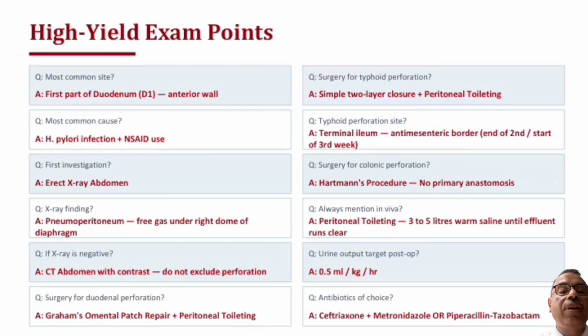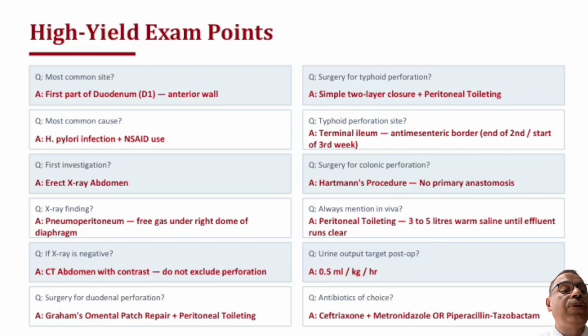Surgery for duodenal perforation is modified Graham's repair, or Graham's omental patch repair, plus peritoneal toileting. For typhoid perforation, a simple two-layer closure with peritoneal toileting is enough. The commonest site for perforation in typhoid is the terminal ileum on the antemesenteric border, and it generally occurs at the end of the second or third week or the start of the third week. Surgery for colonic perforation, classically, is Hartmann's procedure. No primary anastomosis should be done because it's a contaminated field.